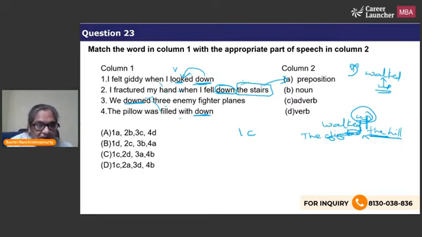Third, downed here is a verb. 3 enemy planes were hit by us, destroyed by us. Therefore, 3 is a verb. So 2 is A, 3 is D, and filled with down. Down here means feathers. So this is a noun. So correct answer is D.